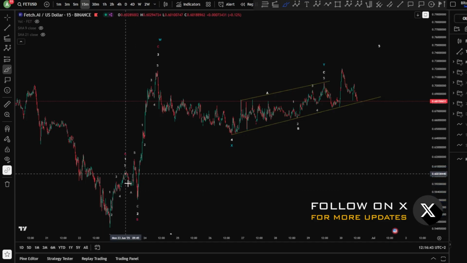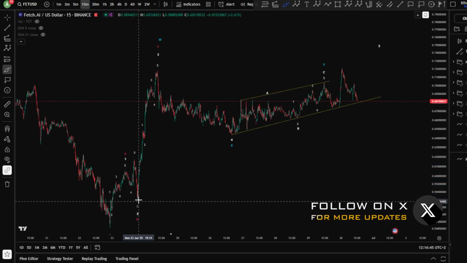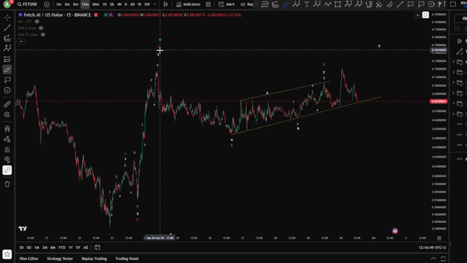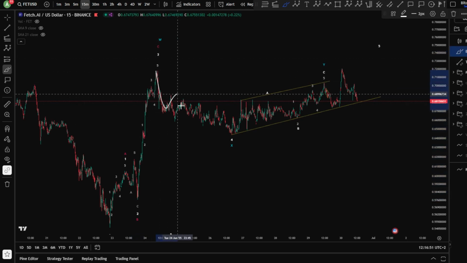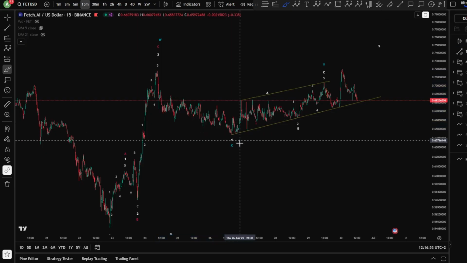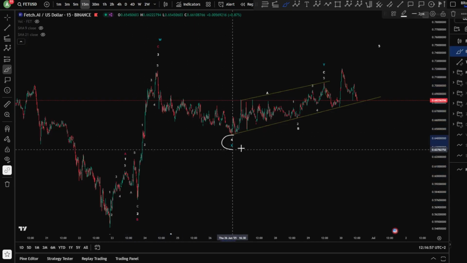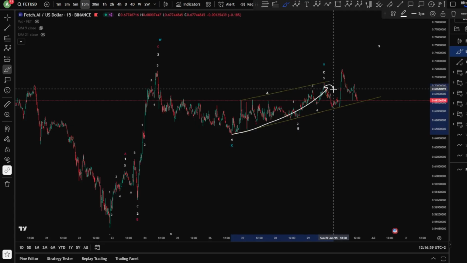1-2 here, an expanding flat for a wave 2, and then moving toward the upside 1 2 3 4 5, an impulse for a wave 3. After this, we see a very corrective wave 4, long in time, longer than the wave 2, but still fine, and then starting to move toward the upside.